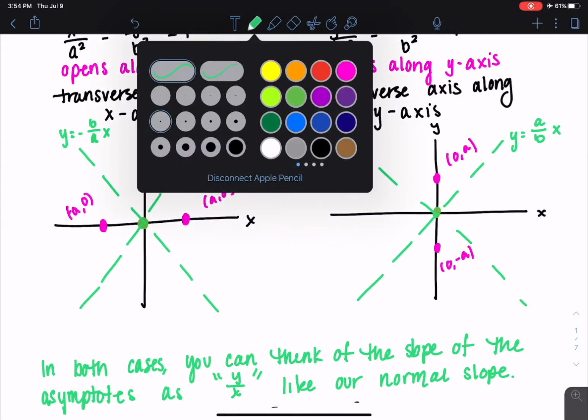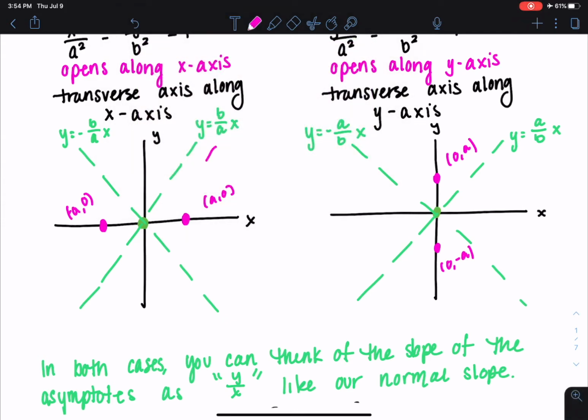Now, our actual conic is going to go ahead and hug those asymptotes.